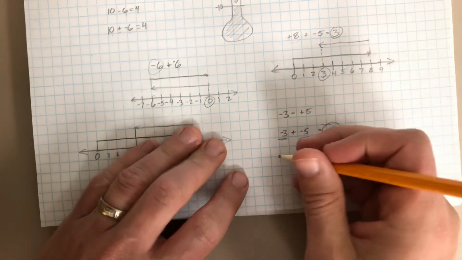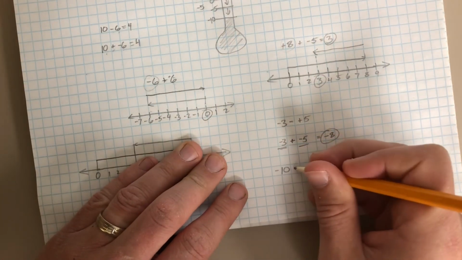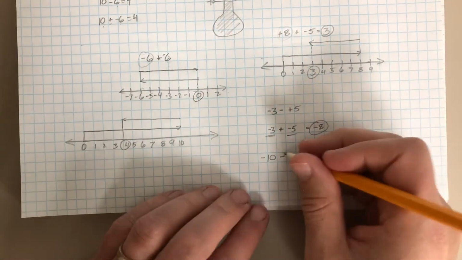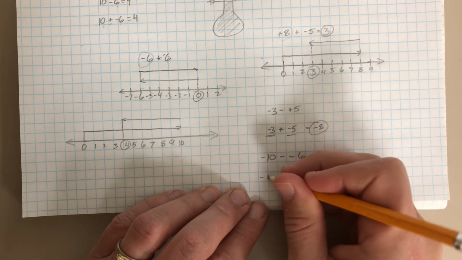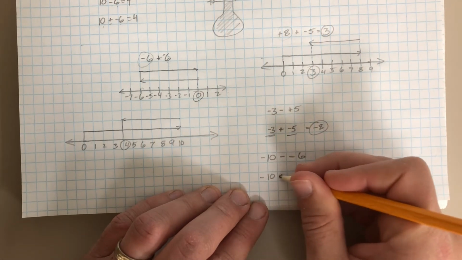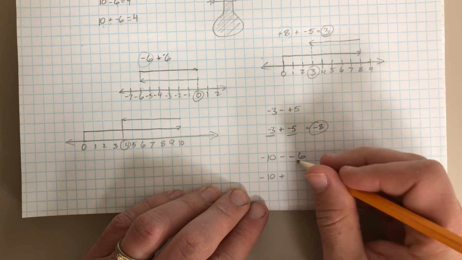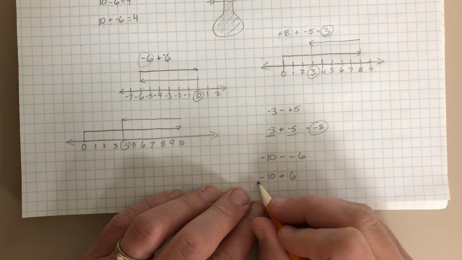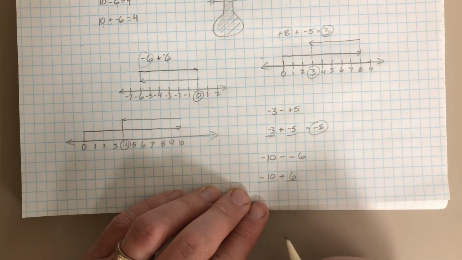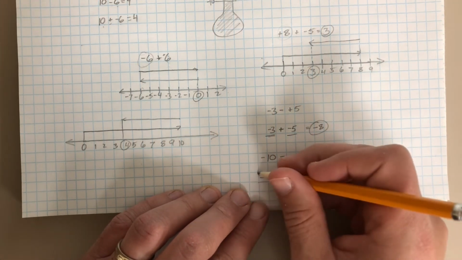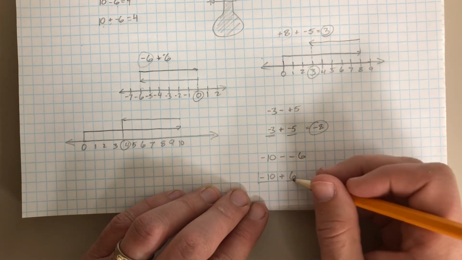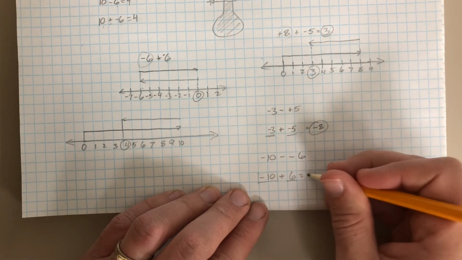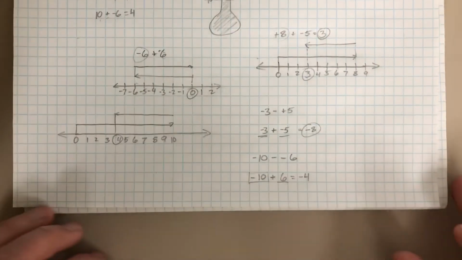What about one more? -10 minus a -6. Instead of subtracting, now I'm going to take -10 and add the opposite. What's the opposite of -6? +6. So a -10 and a +6. Here I have 10 negatives, and here I have 6 positives. 10 negatives and 6 positives leave me with 4 negatives.